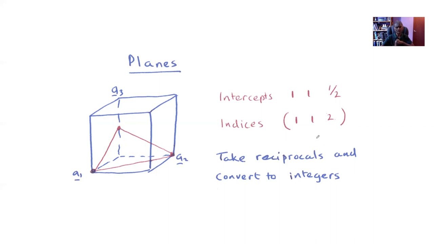indices of that plane. And I'll tell you a secret, which will be explained in a later lecture, that these are actually the components of a vector in reciprocal space. Okay, and that is why we are doing this strange thing of finding the intercepts and taking the reciprocals. We'll prove that in a later lecture.